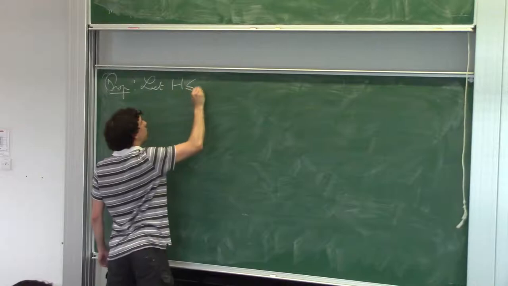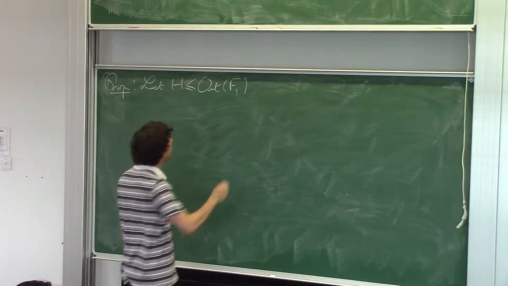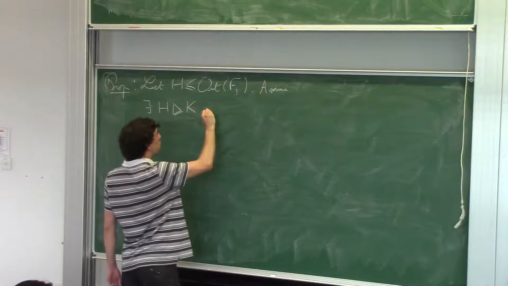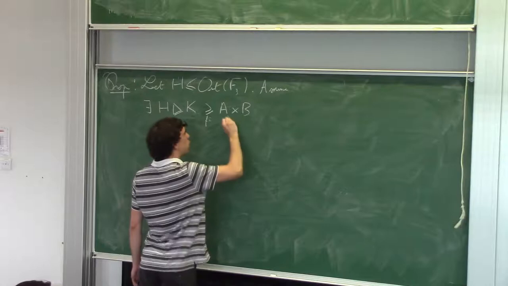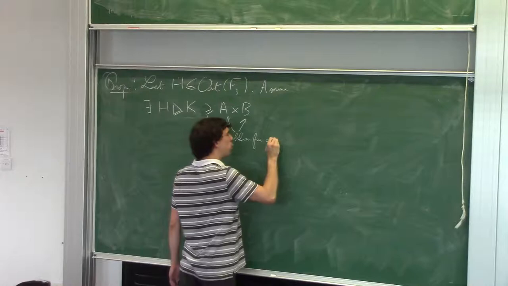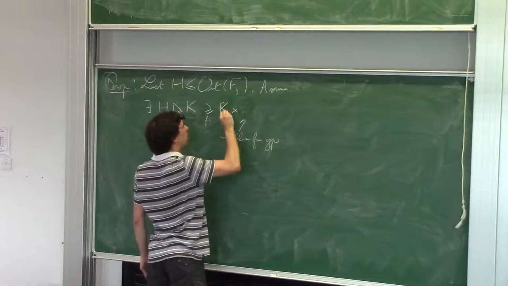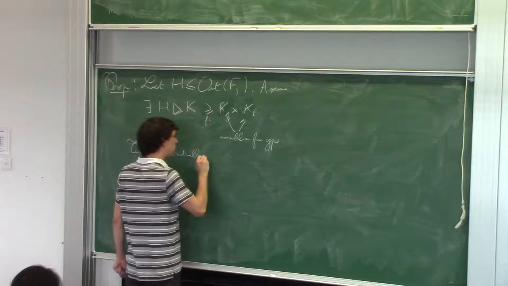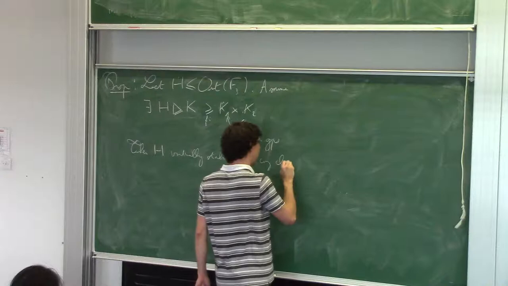Let H be a subgroup of RF3, and assume that H contains a normal subgroup K which has a finite index subgroup that is isomorphic to the product of two non-abelian free groups A and B. It's really hard, you know, the free factors. So then I claim that H has a finite index subgroup that fixes the conjugacy class of a corank one free factor.